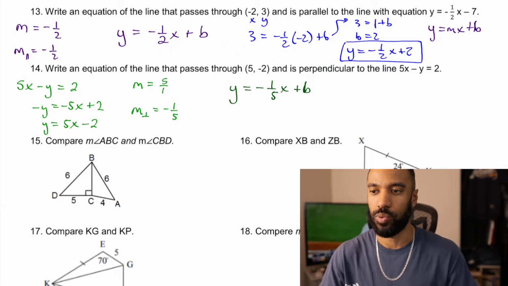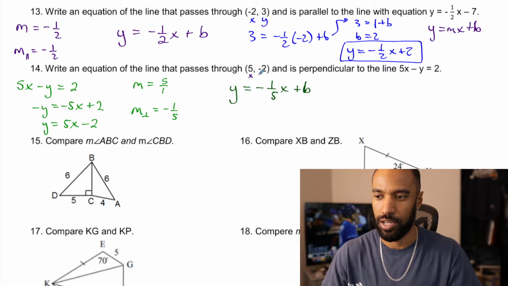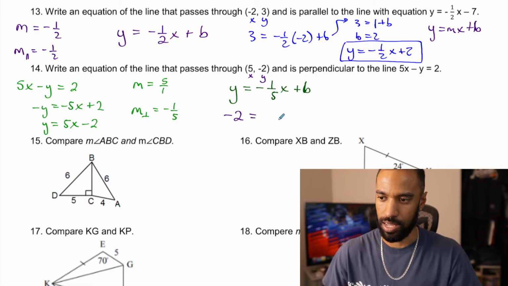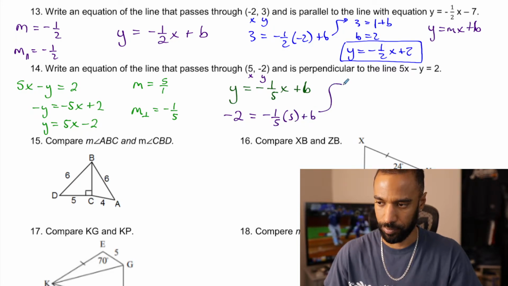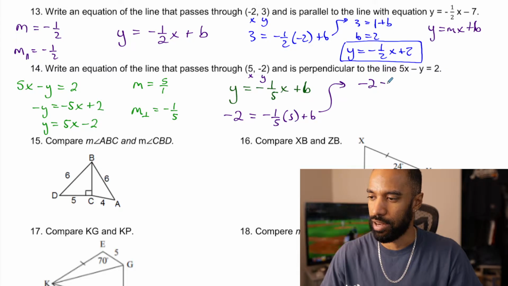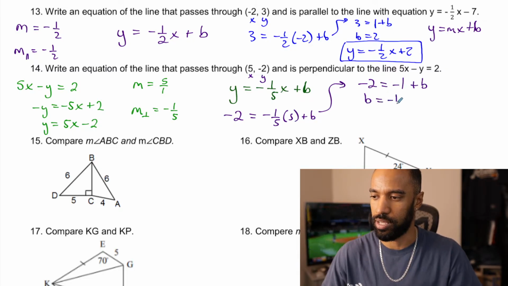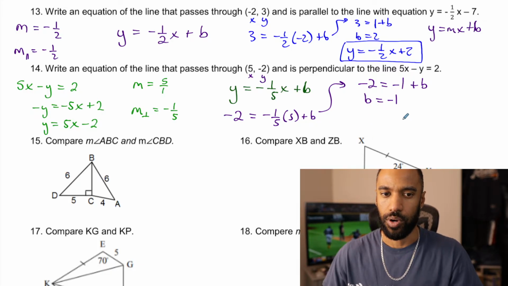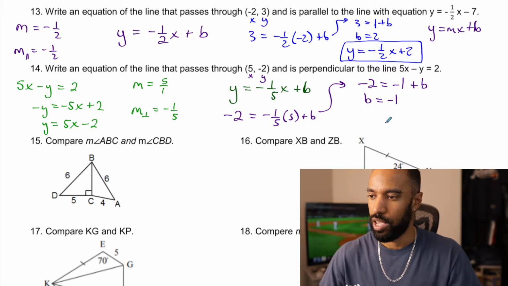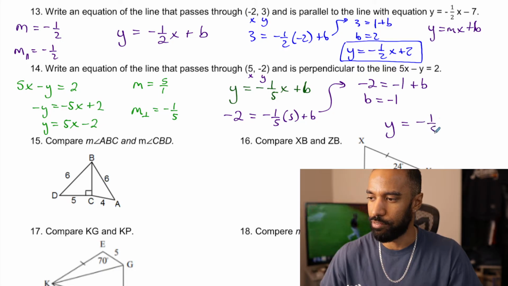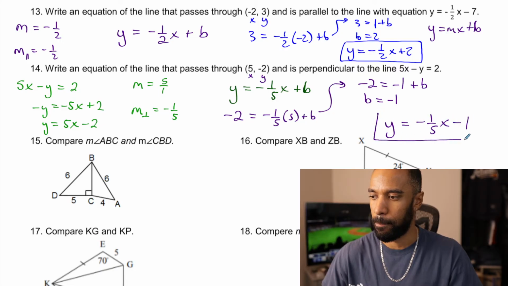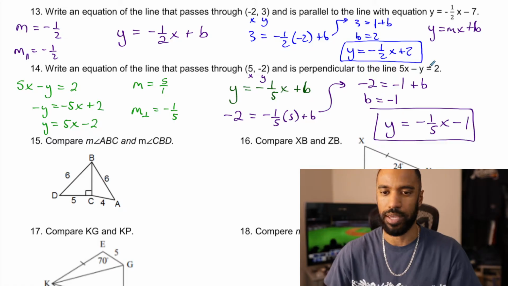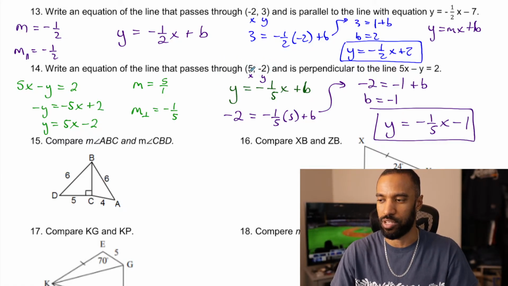So we're going to do the same thing as we did before. It took a little bit more work to get here, but here's our x, y, 5, negative 2. We have negative 2 for y equals negative 1/5 times 5 for x plus b. That'll give us negative 2 equals negative 1 plus b. Add 1 to both sides, you get b is negative 1. So our equation, with multiple different colors that I've used so far, is y equals negative 1/5 x minus 1. This thing is perpendicular to this line right here, and it'll pass through this very specific point.